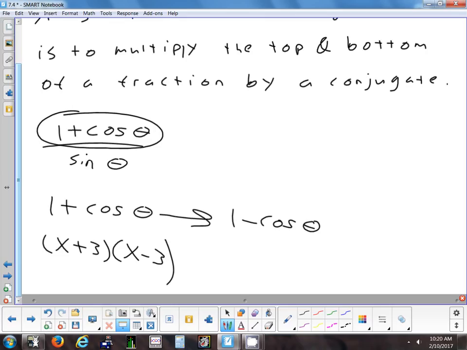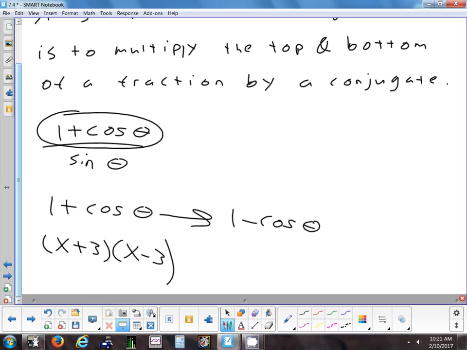What happened? Tom, what happens when you FOIL these out? X squared minus 9. Shouldn't there be a middle term, though? Now, what happens when you FOIL that out? Because then we're going to do it with trig in a second. Yeah. Middle term cancels out. Right. Whenever you FOIL conjugates, there is no middle term.